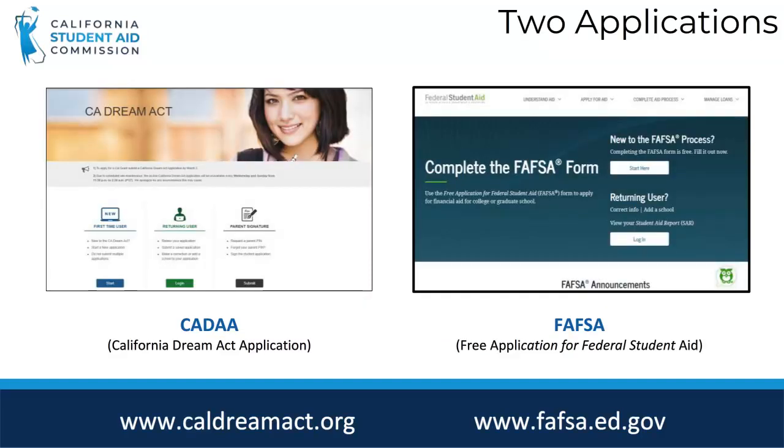In California, we have two financial aid applications, the California Dream Act application, or CADA, and the Free Application for Federal Student Aid, or FAFSA. Students submit one of these applications to be considered for financial aid. Please remember that students will only complete one or the other, not both.